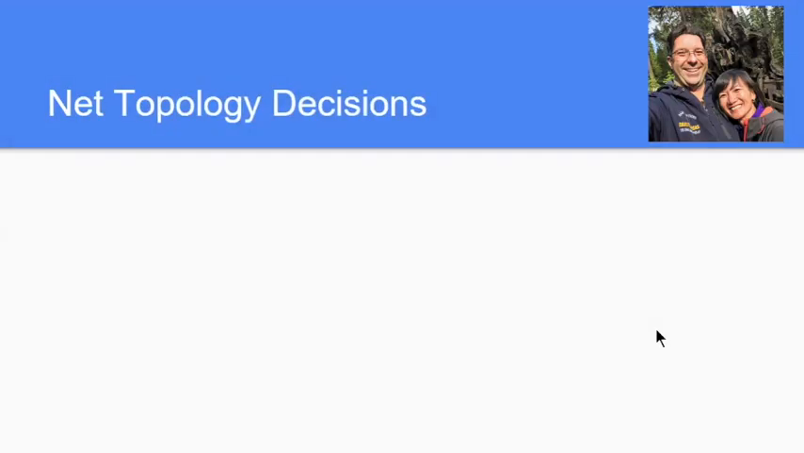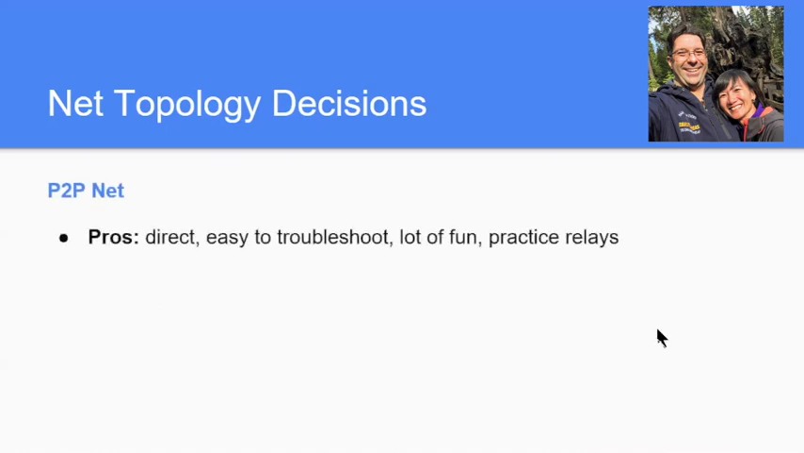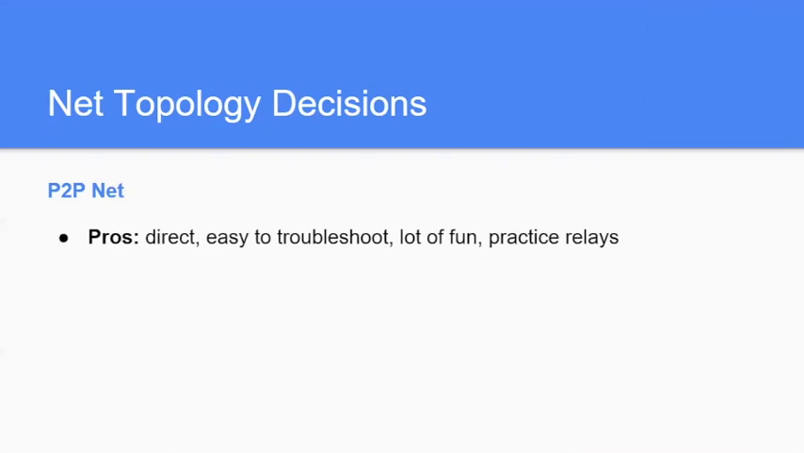You have to make a couple of net topology decisions before you get on the net. Do you want to have a peer-to-peer net? Pros: they're very direct, they're easy to troubleshoot, they're a lot of fun, and you can practice relays. The cons are they're less entertaining because most of the time the other stations don't see your traffic. You see that with N-beams a lot, that people like seeing what the other stations send.